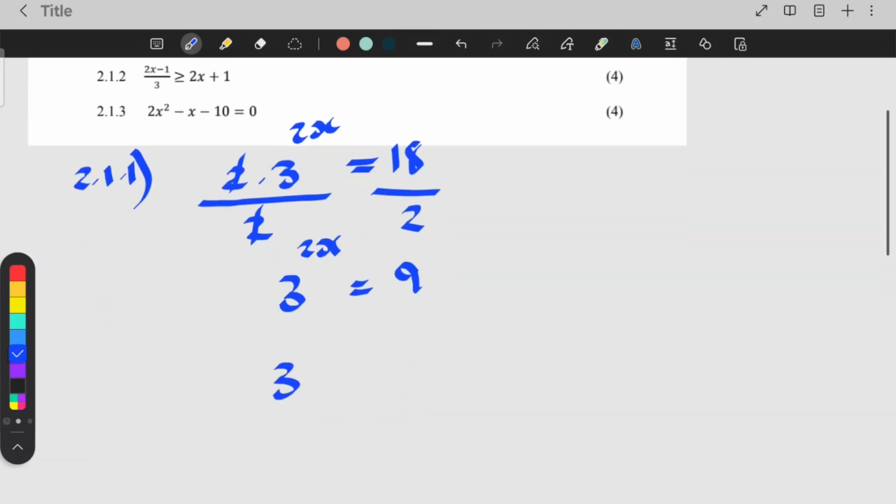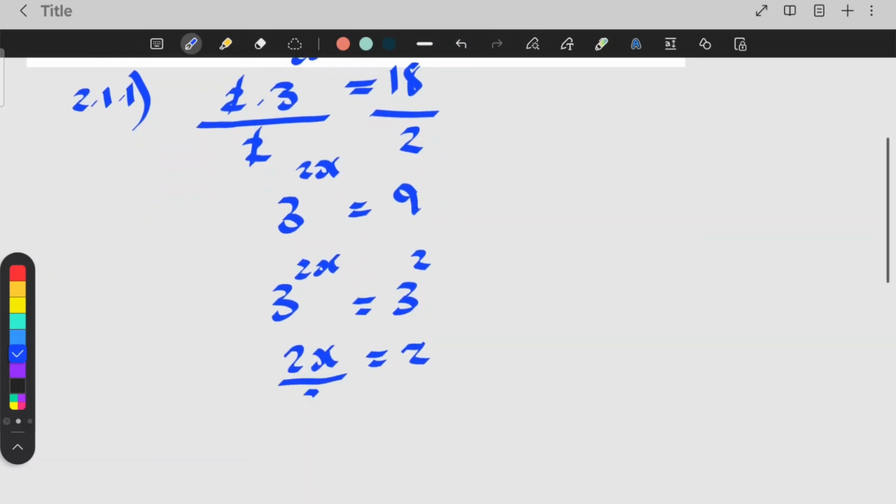You can just make the base numbers the same. This is 3 to the 2. And then when the base numbers are the same, they fall away. Then you just write this is equal to that. So now I'm going to write this is equal to that. And now solve for x. Divide by 2, divide by 2. I get my x to be 1.